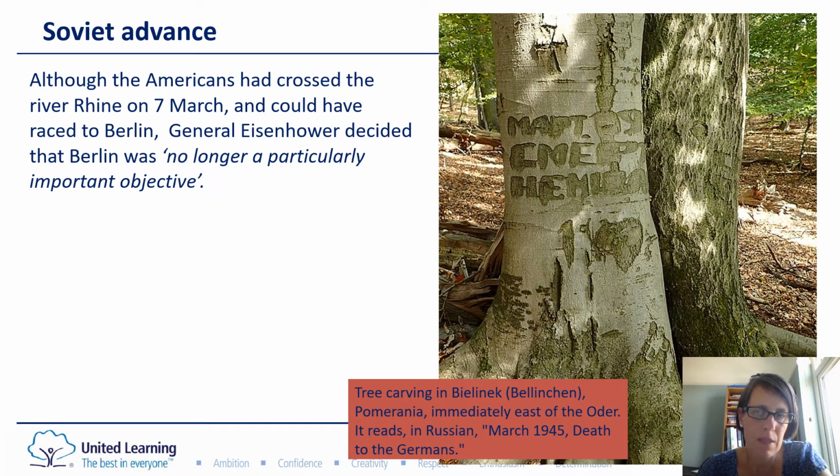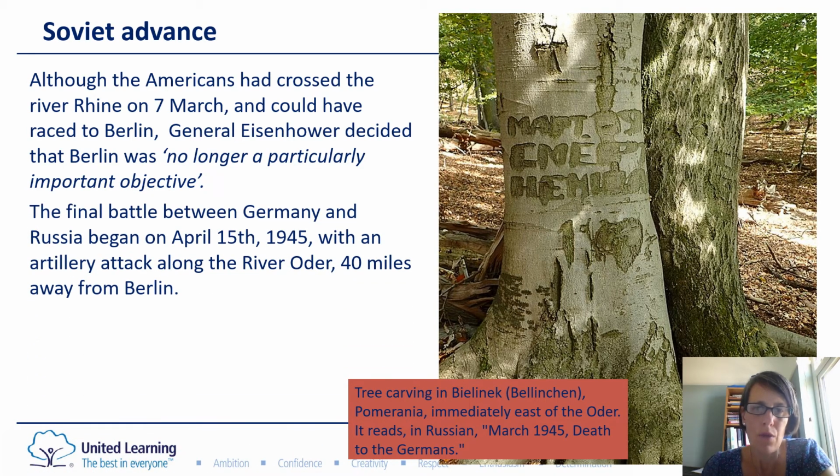So this is a Soviet soldier writing this, and although the Americans had crossed the River Rhine, as we talked about, on the 7th of March and could have raced on to Berlin, General Eisenhower decides that Berlin is not a particularly important objective. He thinks there are other parts of Germany that are more important. So the final battle between Germany and the Soviets, or Russia, begins on April the 15th, 1945, and the Soviets are lined up along the banks of the River Oder, 40 miles to the east of Berlin, and they are attacking and trying to get across that river.